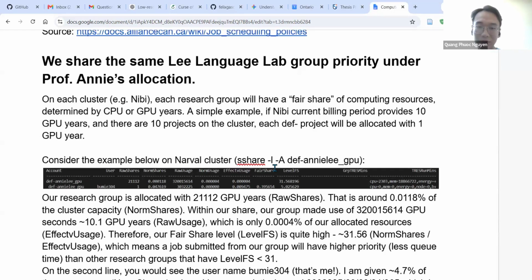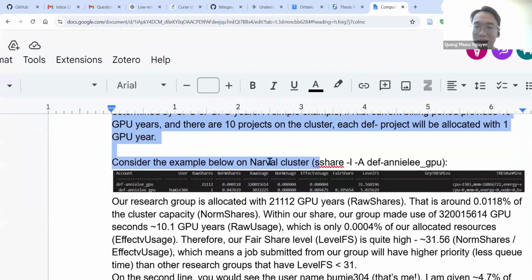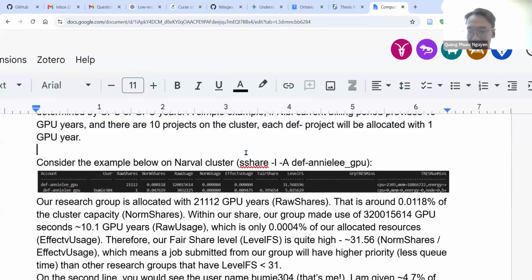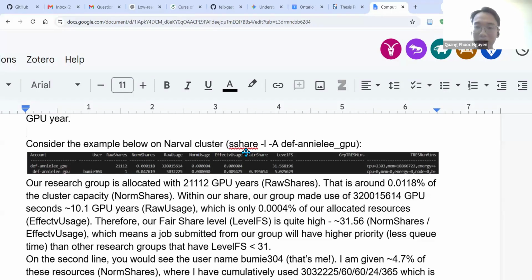So this is the command that I use to visualize and get this table of computing fair share for our groups and for myself as an individual user. From this table, what you can interpret is the amount of GPU resources that is allocated to our research groups, which you can see in the fair share column in the picture.